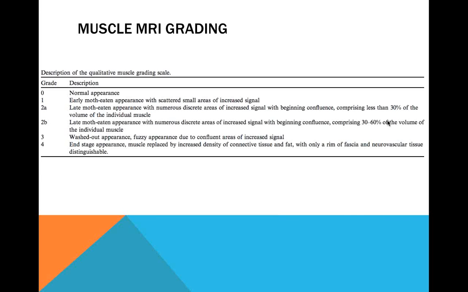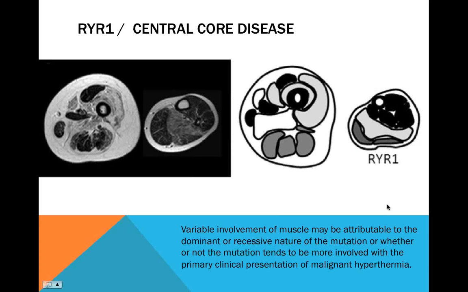And then 4 is end-stage appearance, muscle replaced by increased density of connective tissue and fat with only a rim of fascia and neurovascular tissue distinguishable. So that's when it gets really hard to use MRI as a diagnostic measure. When you're at grade 4, and maybe even at grade 3, but around grade 1, 2A, 2B, you should be able to use it as a means to come up with, or at least help you come up with, a diagnosis for muscle disease. So let's talk about RYR1 or central core disease.